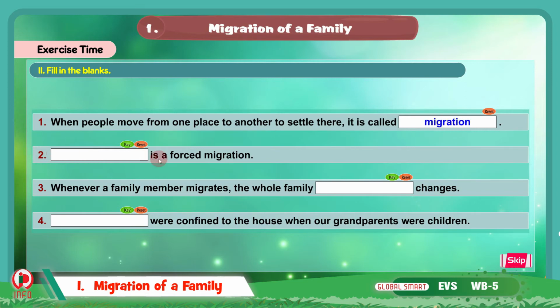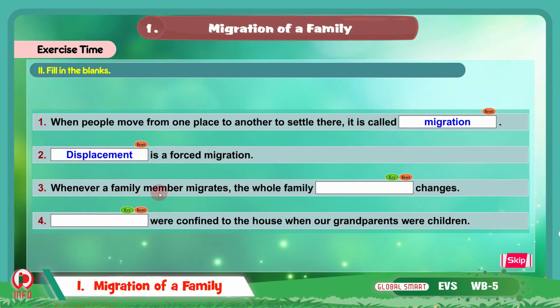2. Dash is a forced migration. What is called forced migration? There are different types of migration. Which is called forced migration? Displacement. Displacement is a forced migration.